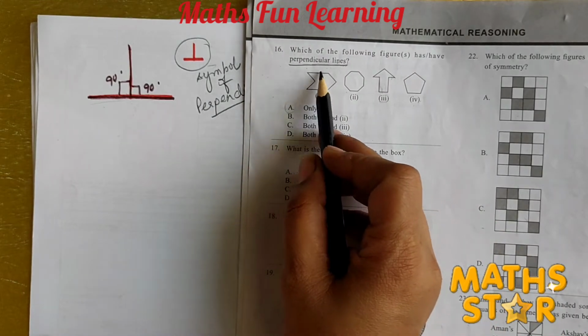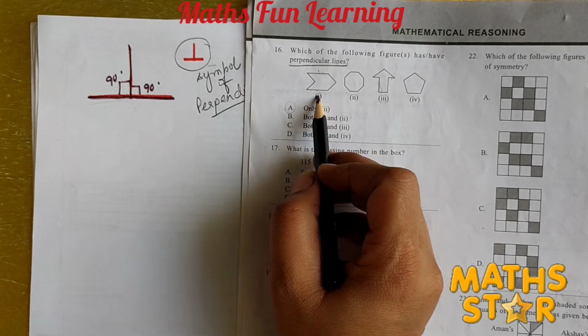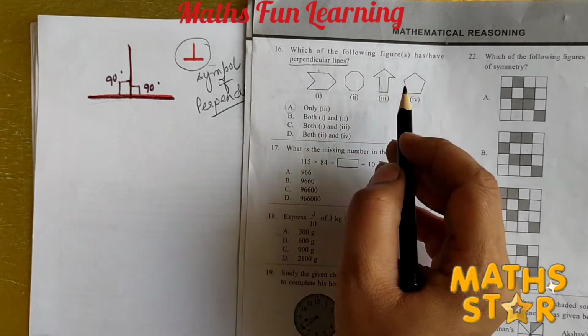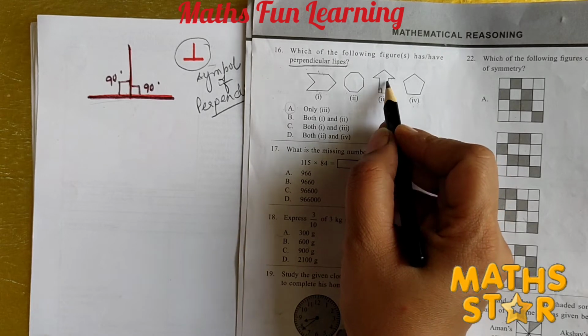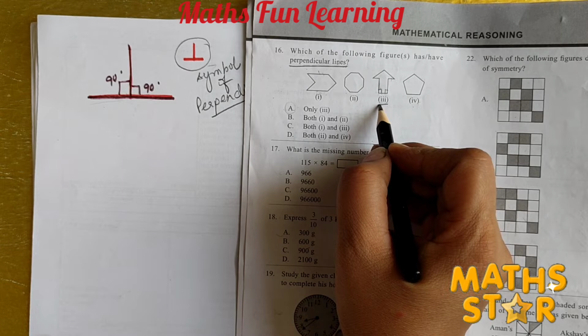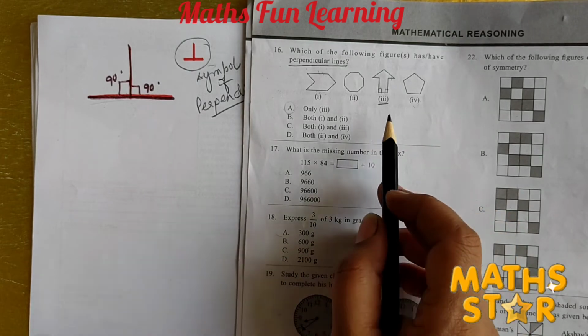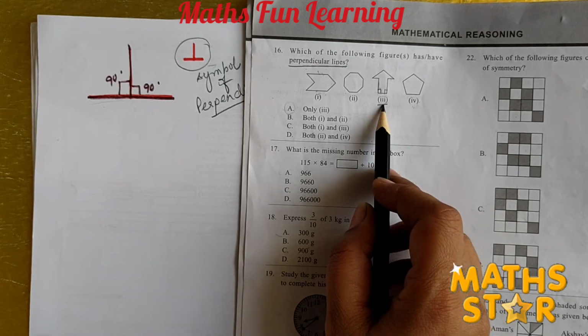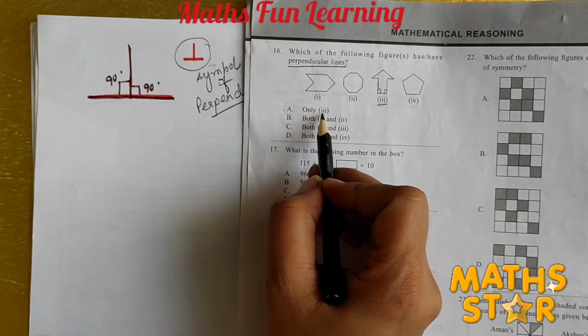So here let's find out where the perpendicular is. Did you find any 90 degree? No. These two are parallel lines. Here no 90 degree. Here yes, you can form a 90 degree. So that means perpendicular lines are there in figure number 3. In figure 4, you couldn't find any 90 degree there. That means only 3 is correct. The third figure is correct. You can see the option only 3. That is your correct answer, A.